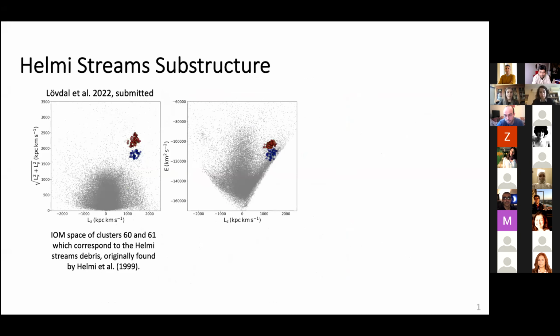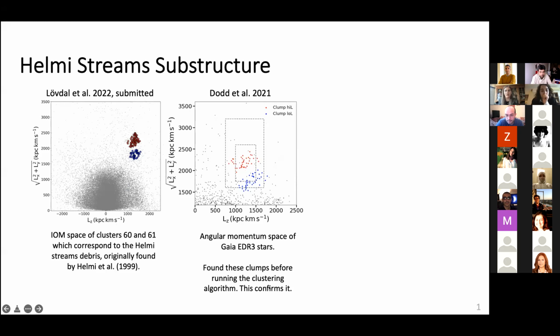But for the last couple of minutes, I will just talk a little bit about the dynamics of just the one structure, the Helmi streams. I told you that the Helmi streams is made up of these two clusters that we put together into the one structure, the Helmi streams, based on the fact that they had the same stellar populations. But this is something that we saw actually before we ran the clustering algorithm. So it's nice to see that it gets reproduced in both methods.